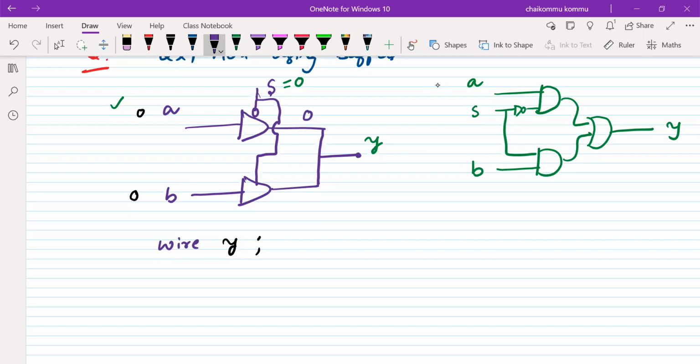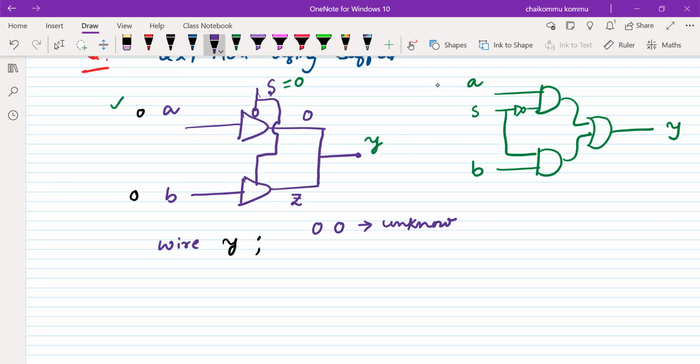What about here? For B, S is equal to 0 means this is tri-stated. Tri-stated means Z. Which one will it take? We don't know. So when we are applying 0, 0, the output is unknown. How will it be 1, 0 and Z is there? So we cannot define it properly.